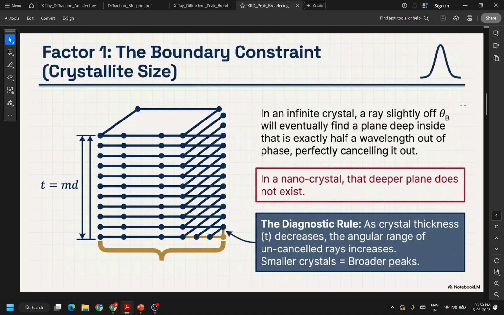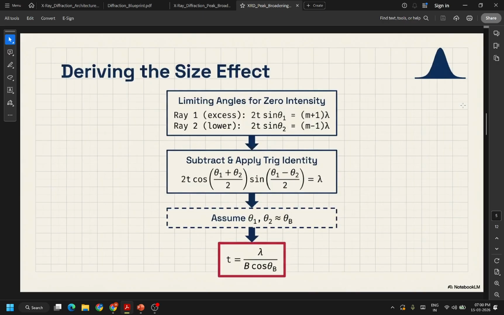And if we have an infinite crystal, a deep plane will completely cancel out this off angle theta ray, and we'll have a sharp peak. But in a nanocrystal, these deep planes don't exist. So the diagnostic rule is that as the crystal thickness decreases, the angular range of uncancelled rays increases. That means smaller crystals lead to broader peaks. And now we can derive this effect.